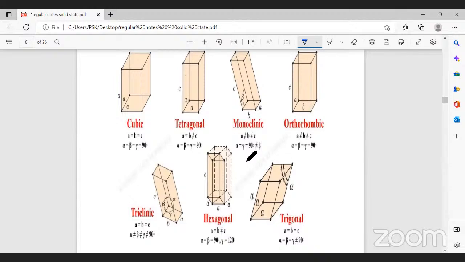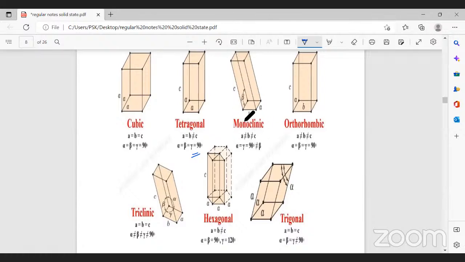Right? So in case of cube, as we discussed, a is equal to b is equal to c. Likewise, alpha is equal to beta is equal to gamma is equal to 90 degrees. In case of tetragonal, the edge length and the width are the same, but the height is different. That's why they've written a is equal to b, but a and b is not equal to c. But the angles alpha, beta, gamma, all are 90 degrees. All are 90 degrees. These are the 7 crystal systems we're discussing.